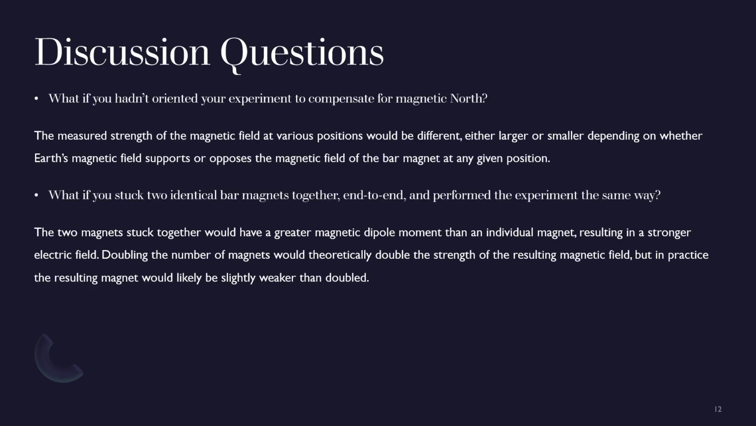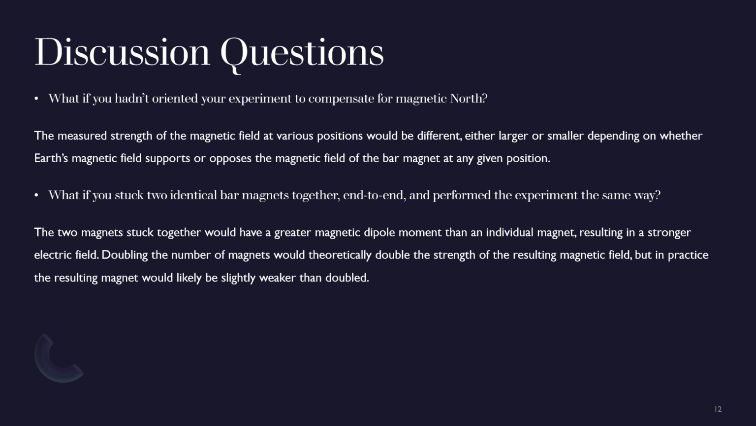If we never compensated for Earth's magnetic field during this lab, the measured strength of the magnetic field at various observation locations would be different, either larger or smaller depending on whether Earth's magnetic field supported or opposed the magnetic field of the bar magnet at any given position.